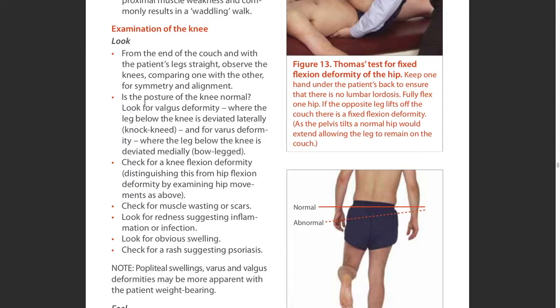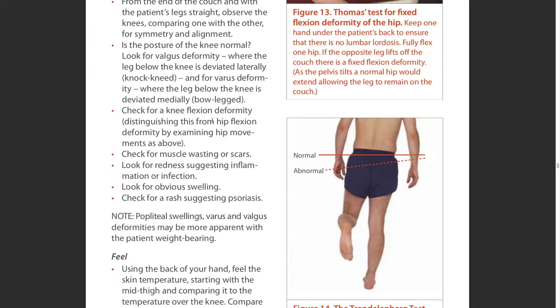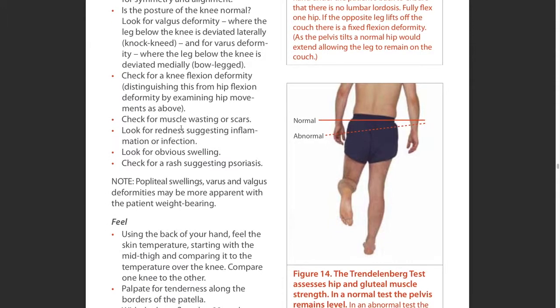This doesn't make sense, because when you want to look for valgus or varus deformity of the knee, it is better to observe it when the patient is standing. When the patient is lying on the bed, it's not that easy to look for these deformities. So I would do this when the patient is standing. And I'm not sure how you check for knee flexion deformity. We'll just move on.